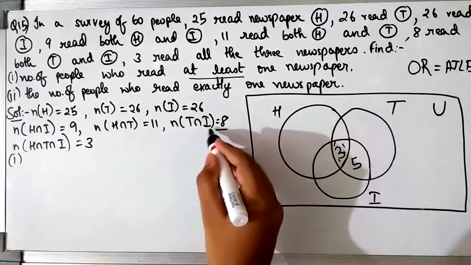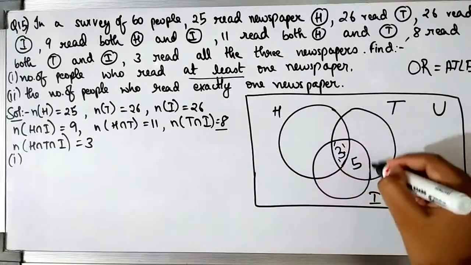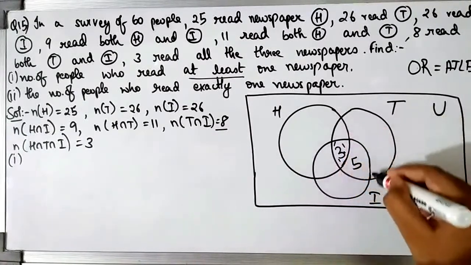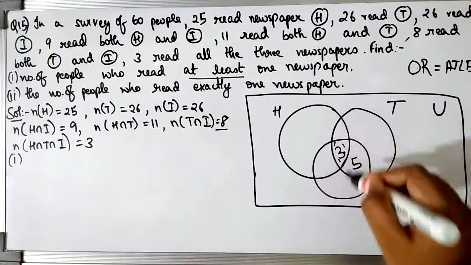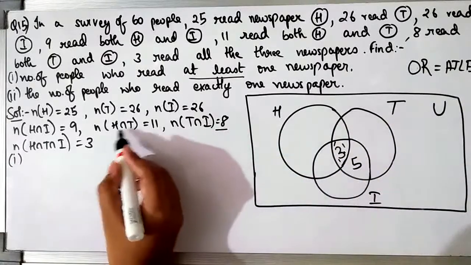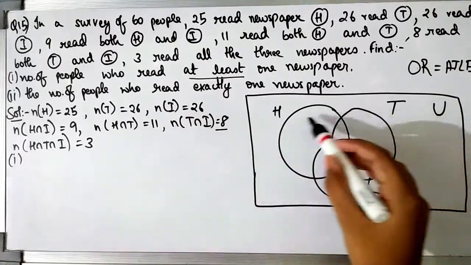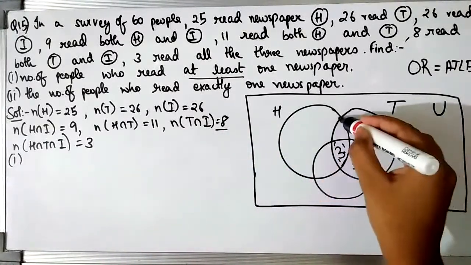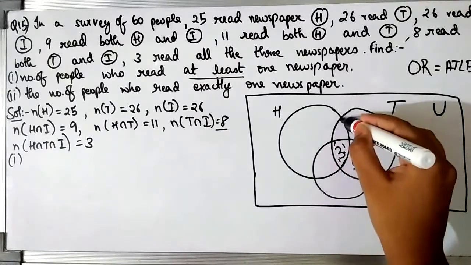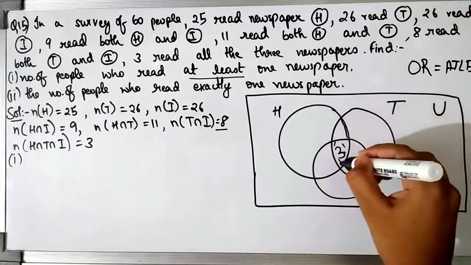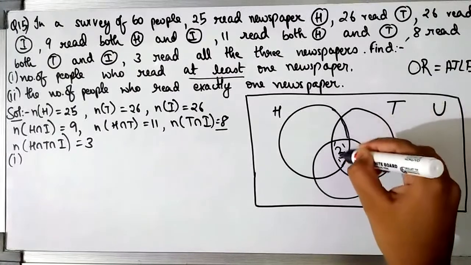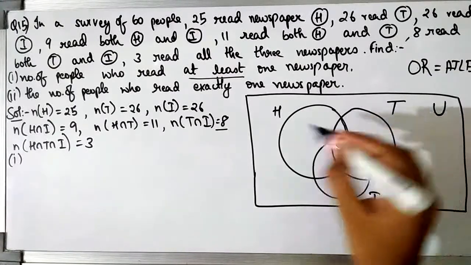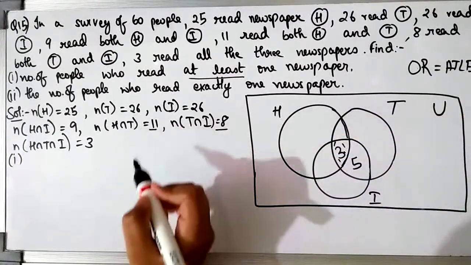That is, T intersection I is 8 elements, and if you see together this region, that is the region of T intersection I, it consists of 8 elements. Now you see H intersection T. Now check for H intersection T. If you check this middle region, this whole region represents H intersection T. Now H intersection T consists of 11 elements.